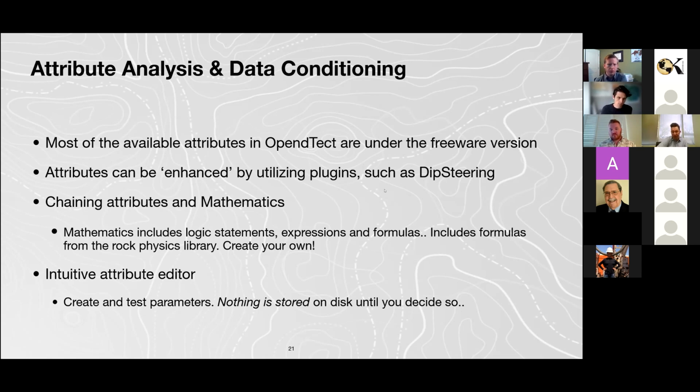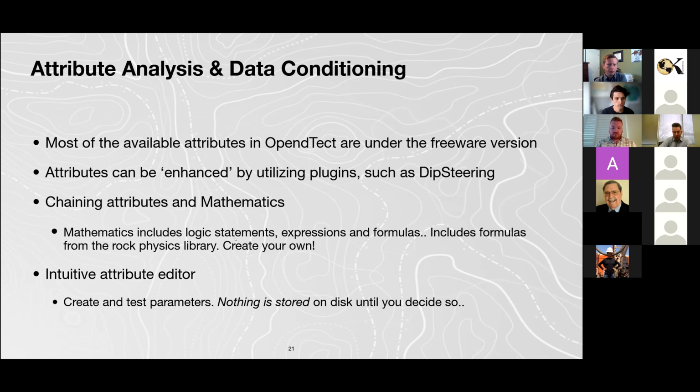We can chain attributes in mathematics. So I mentioned you can use attributes as input for other attributes. Also with the mathematics attribute, you can use any sort of logic statements, expressions, and formulas. You can use constants, you name it. We also included some time back a rock physics library in OpenDetect. So this is included. You can access this rock physics library directly in the mathematics attribute.